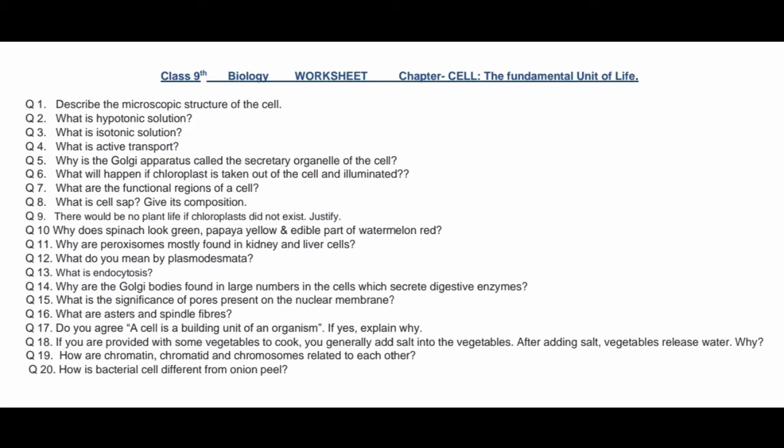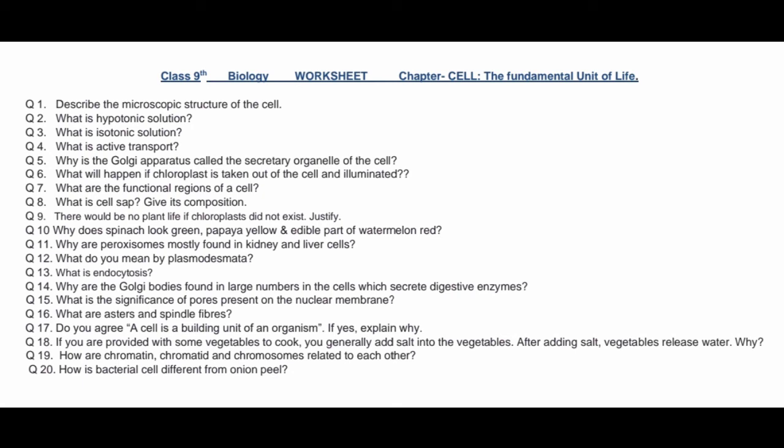Next question. What are asters and spindle fibers? Asters are two star-like structures of fibers radiating from the centrosome. They help in locating the spindle and trigger cleavage of cytoplasm. Spindle fibers are formed from microtubules during cell division. They pull the chromosomes apart and bring them to the poles. These are broader in the middle and narrower at the poles. Got it? So this is the difference.